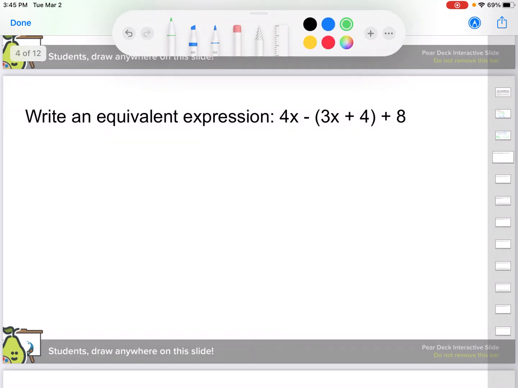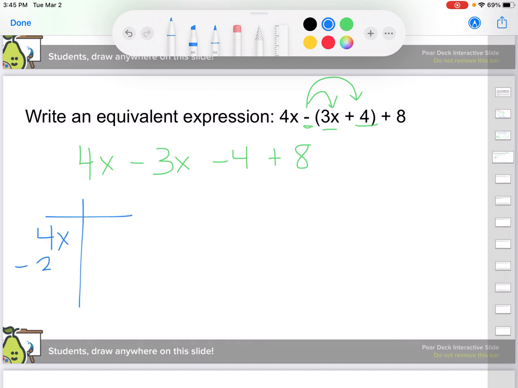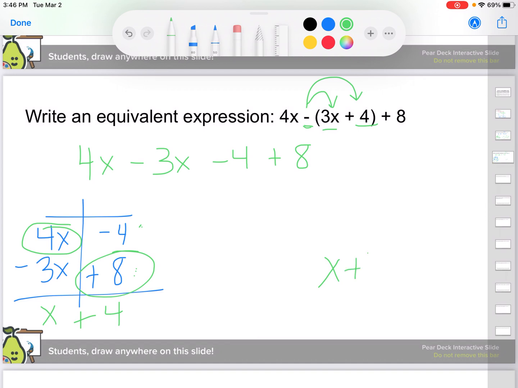Write an equivalent expression. So I've got 4x, and then I have to distribute that negative. So -3x minus 4, because a negative times a positive is a negative, plus 8. Then I have 4x minus 3x minus 4 plus 8. So when the signs are different, you subtract. So I'm left with just x, and it's going to be positive because the larger absolute value is positive. And then my signs are different, so I'm going to subtract. 8 minus 4 is 4, and it's positive because the larger absolute value is positive. So I have x plus 4.